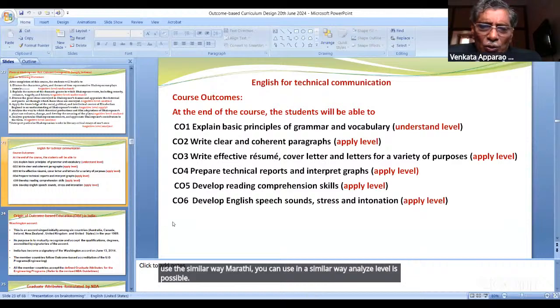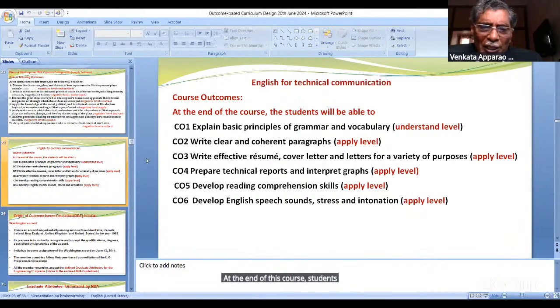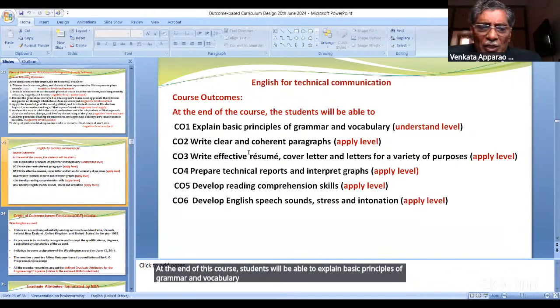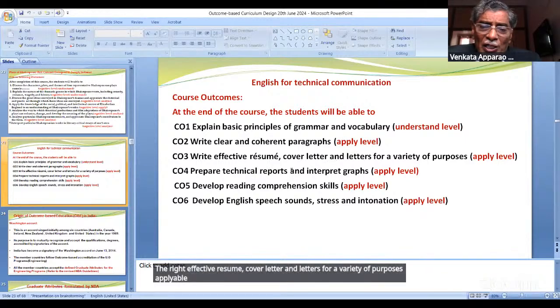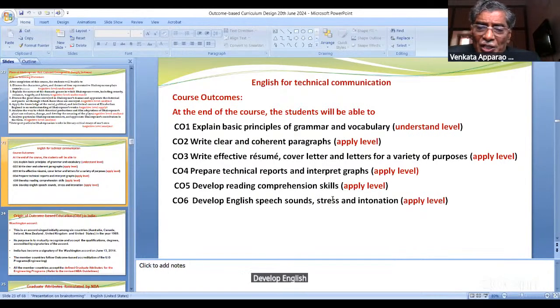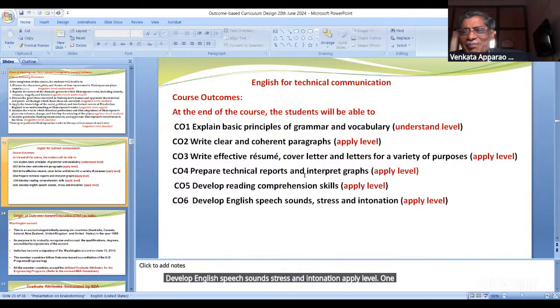At the end of this course, students will be able to explain basic principles of grammar and vocabulary, understand level. Write clear and coherent paragraphs, apply level. Write effective resume, cover letter, and letters for a variety of purposes, apply level. Prepare technical reports and interpret graphs, apply level. Develop reading comprehension skills, apply level. Develop English speech sounds, stress, and intonation, apply level. One understand level and five apply level.